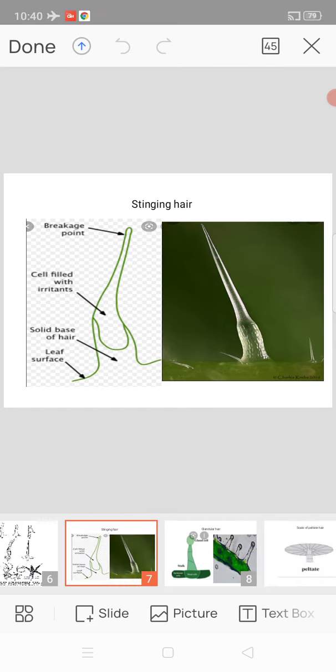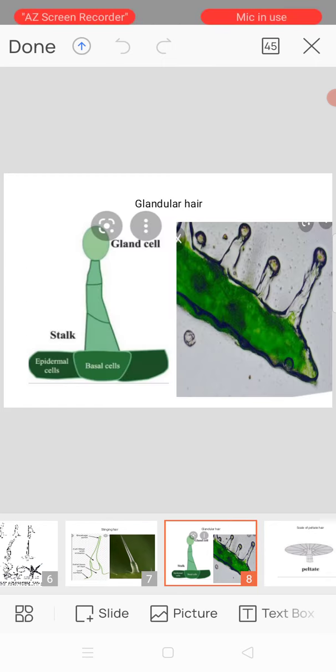And the next one is glandular hairs. Many plants possess glandular hairs. These hairs may secrete oil, resins, or mucilage. A typical glandular hair may be unicellular or multicellular, and the active secretory cells of glandular trichomes have dense protoplast and elaborate various substances such as volatile oils, resins, mucilage and gums.